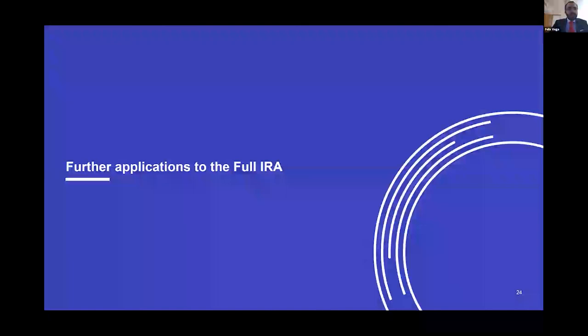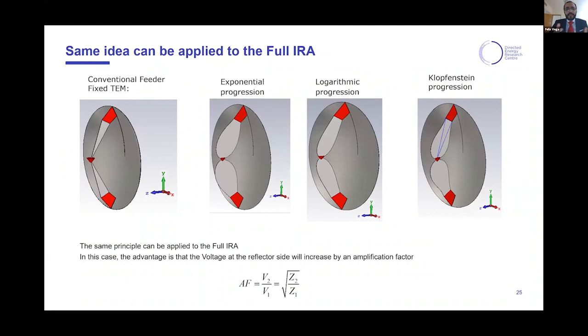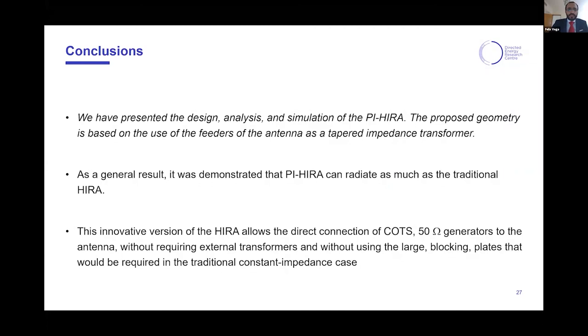Further applications for full eras can be seen on this slide. The same principle can be applied for the full era. Here you're not going to gain much for the impedance transformation, because you already have your source adapted. But you gain because if you're going from a small impedance here to a higher impedance here, you're going to gain an amplification factor given by the square root of the ratio between the two impedances. So this brings me to the conclusions, which are here on the screen, so you can read them. And I'm ready for taking one or two questions.